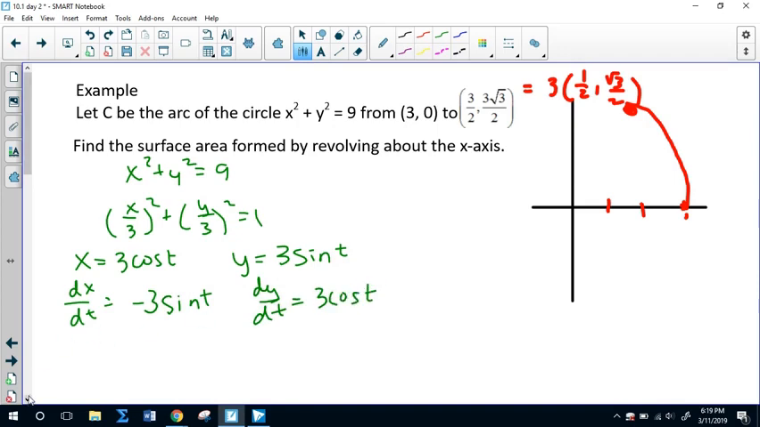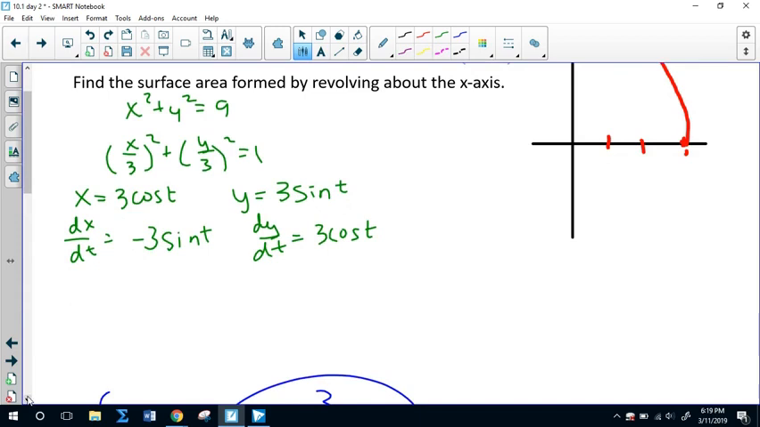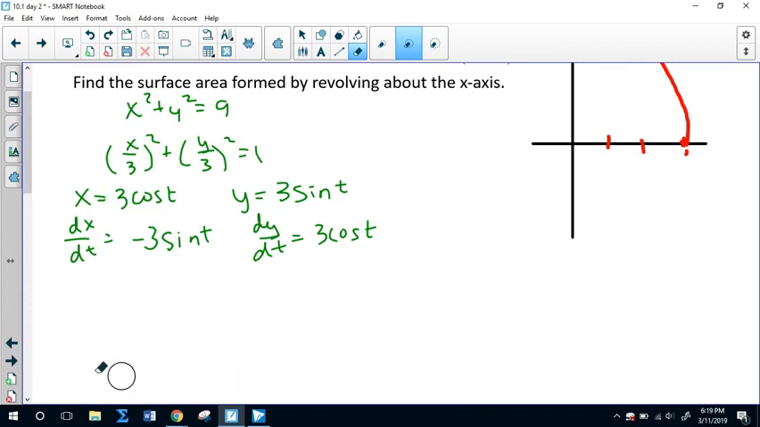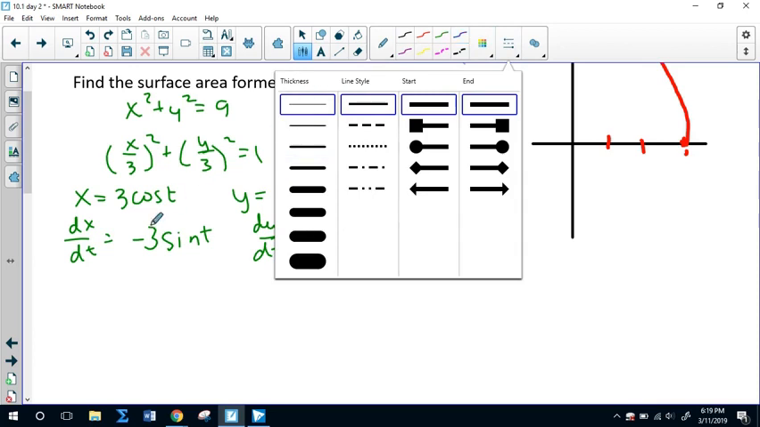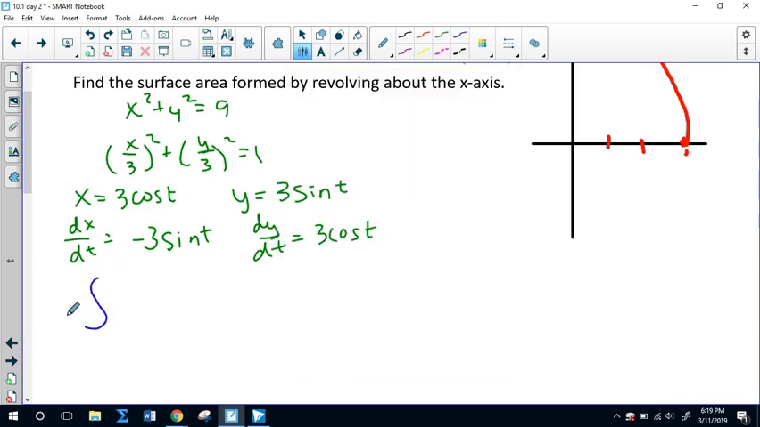It tends to be that when you are working with a circle, you should be able to do the problem without a calculator. It should work out that you can get to the answer without a calculator. Okay. Let's see, what color do we want? That should be good. All right, so now my integral is 2 pi from 0 to pi over 3.